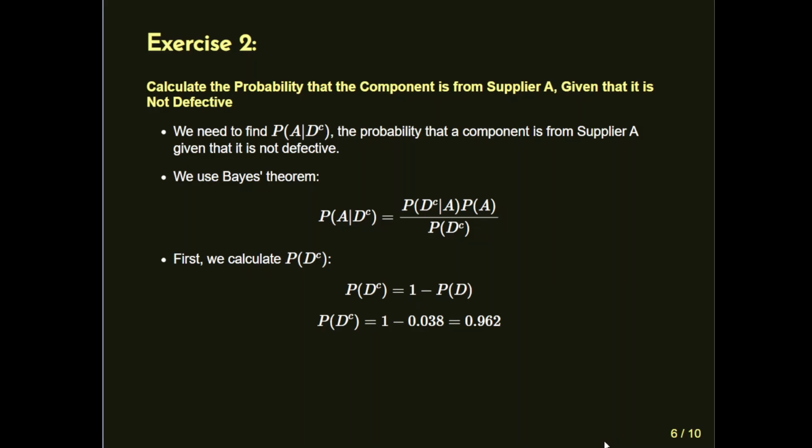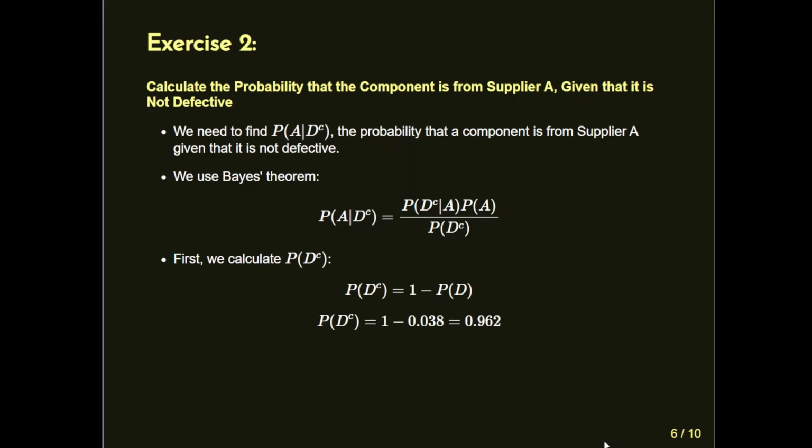Now, calculate the probability that a component is from supplier A given that it is not defective. Okay, so let's just write this out. Probability of A given DC, complement of D. That is the probability that a component is from supplier A given that it is not defective. So what we're going to do here is use Bayes' theorem. Okay, so this is interesting. So probability of A given DC is equal to the probability of DC given A times the probability of A divided by the probability of DC.